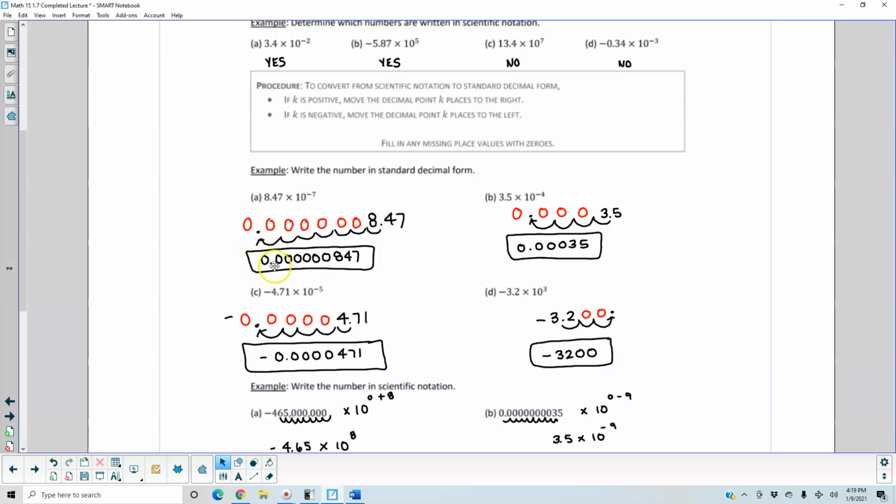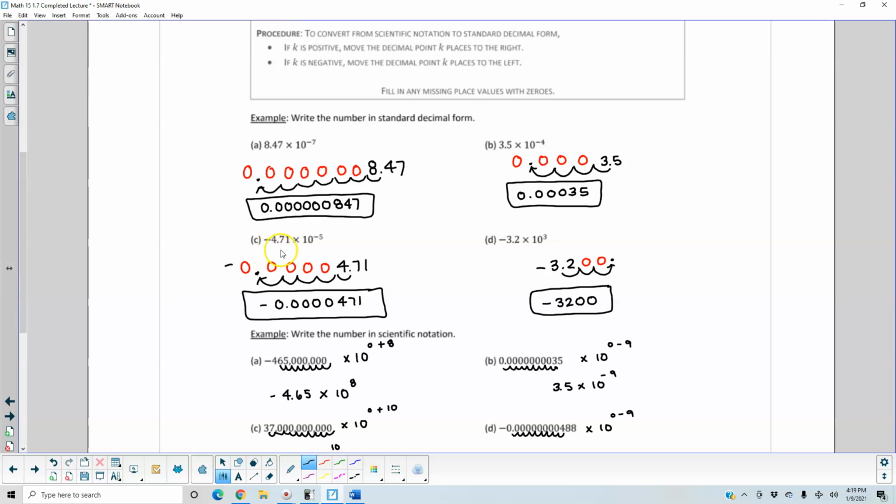So we have 0.000000847. For part B, we have 3.5 times 10 to the negative 4. So we're going to write down our number 3.5, and it says negative, so we're going to move over 4 places to the left. So we're going to move over 1, 2, 3, and then 4, and there's your decimal point. So we get 0.00035.